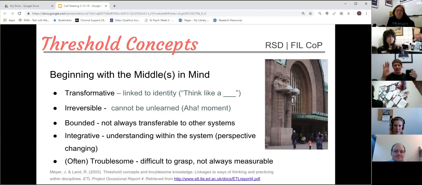They're bounded, typically within a knowledge framework, and the idea is not necessarily transferable to other systems. You might be able to transfer it via some sort of linking metaphor, but the concept itself doesn't necessarily act in another system. It's integrative, meaning once you understand it, you're able to see all these links between ideas in that knowledge system. And they're often troublesome. They don't have to be troublesome, but they often are.